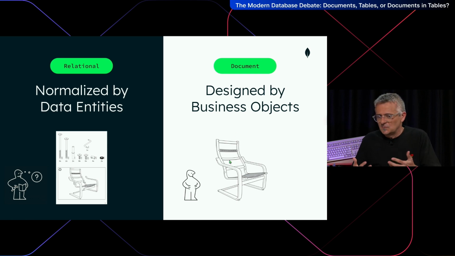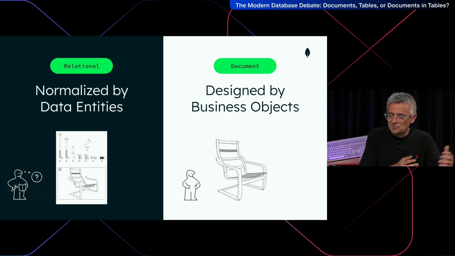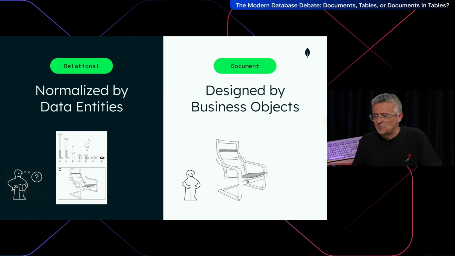With document databases, you really put in the database the object that you manipulate in your application or that goes to the user, which is easier to query. But of course, if you do something completely different, tables instead of chairs, then you may need another document for that.